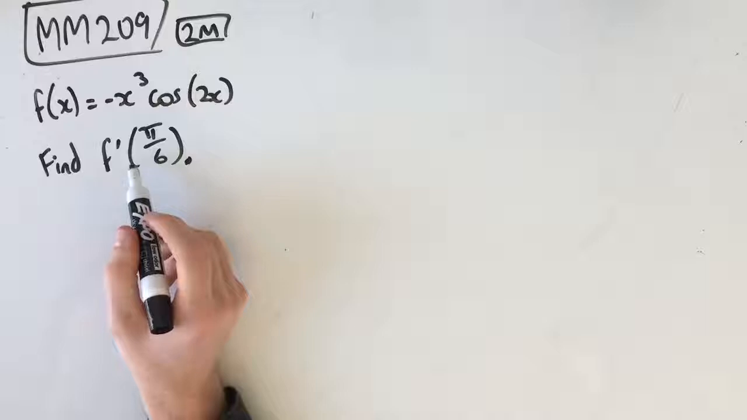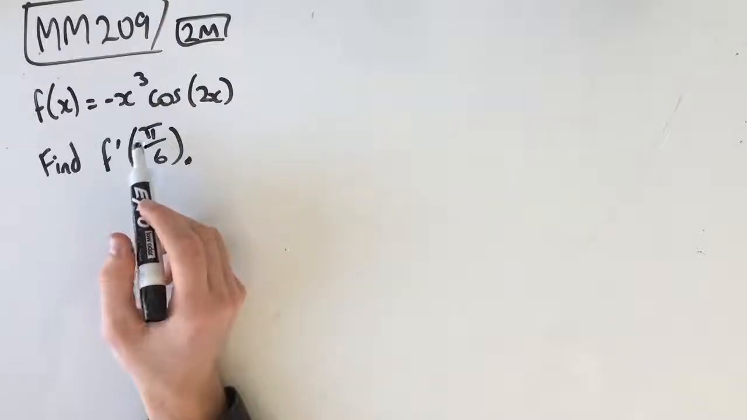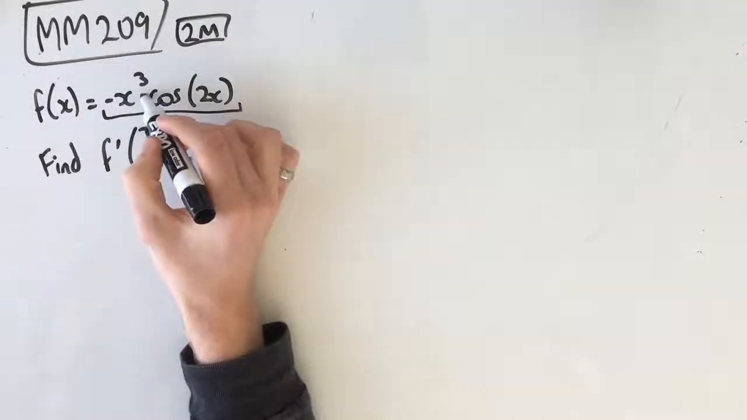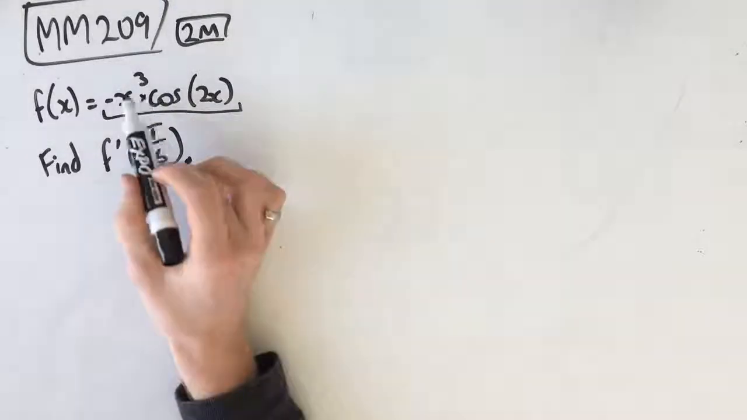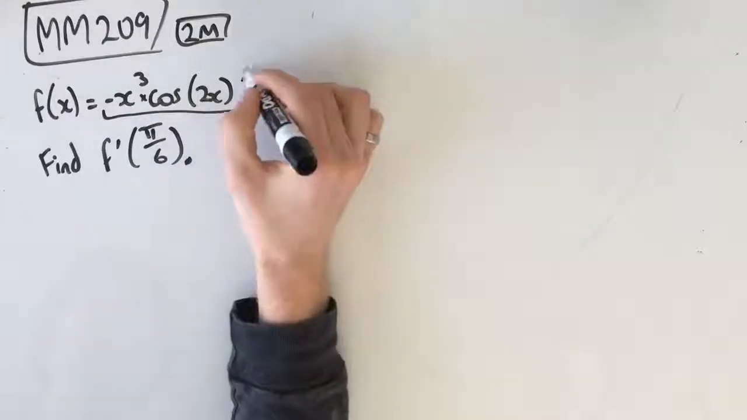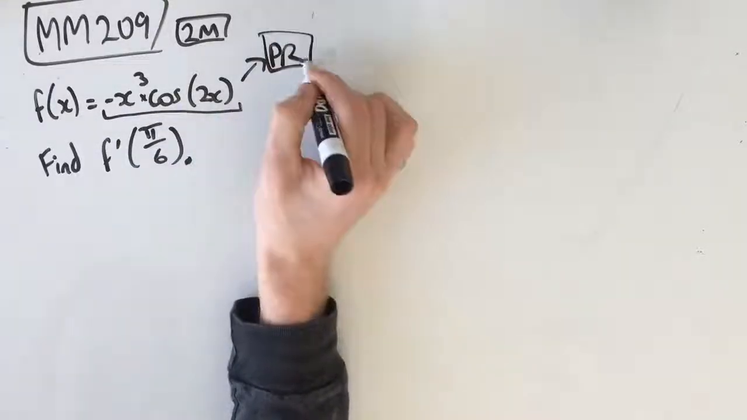Well, f dash of x is our derivative function or our gradient function, which means that we're going to need to differentiate this function here. What sort of function is it? A product function, right? Because we've actually got a multiplication, an implied multiply in between here, which means we're going to use our product rule.